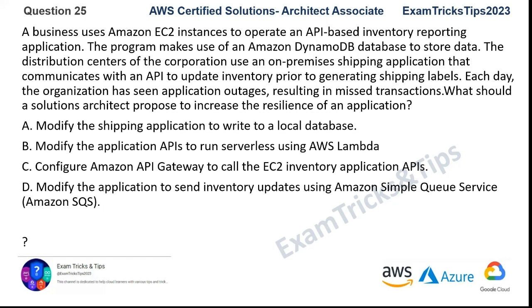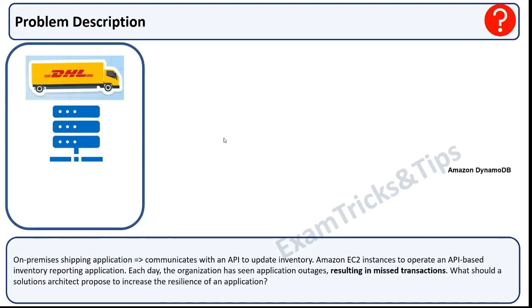Each day, an organization has seen application outages resulting in missed transactions. What should a solution architect propose to increase the resiliency of the application? So let's look at what problem we are trying to solve here. We have a shipping application. Let's say DHL is a company who has a shipping application, and it's all on premises. And you also have certain services at AWS's data center.